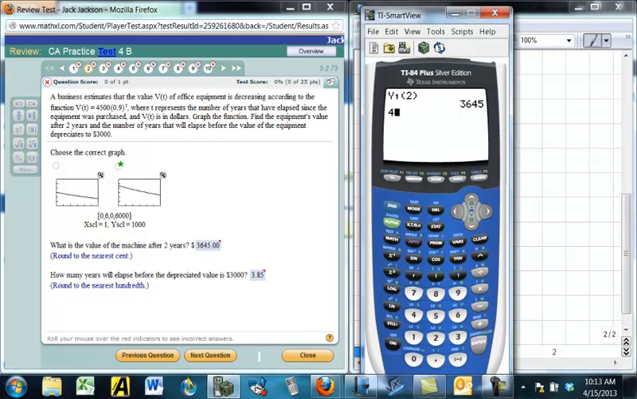Or of course, if you didn't type it in, then you could just go back to the formula, 4,500 times 0.9 to the power 2. And again, whoops, I put an extra 0 there. Okay, so again, you get the same thing.